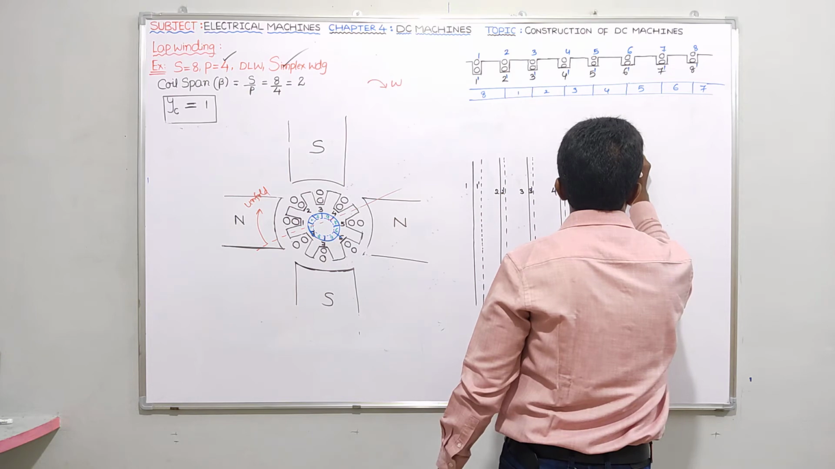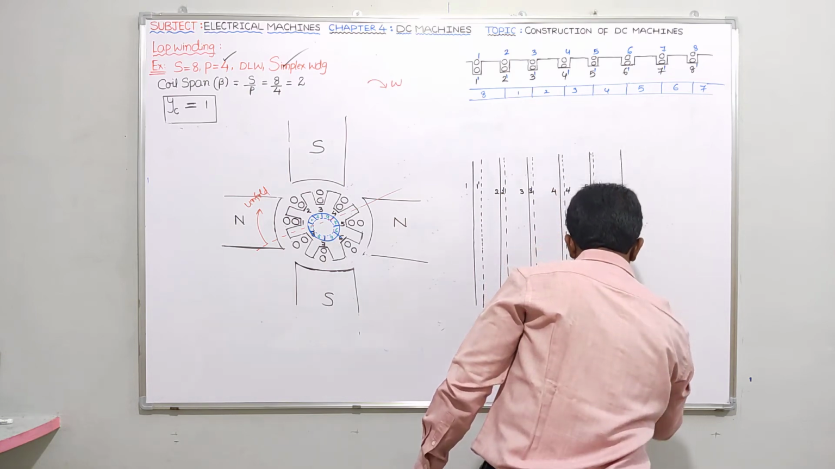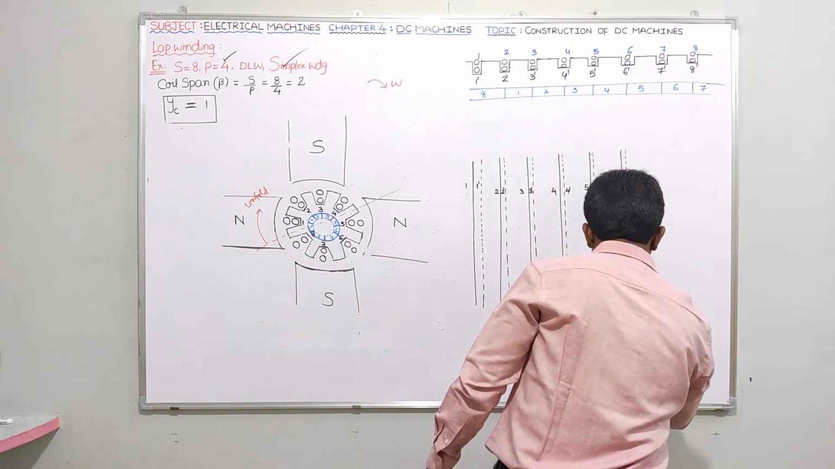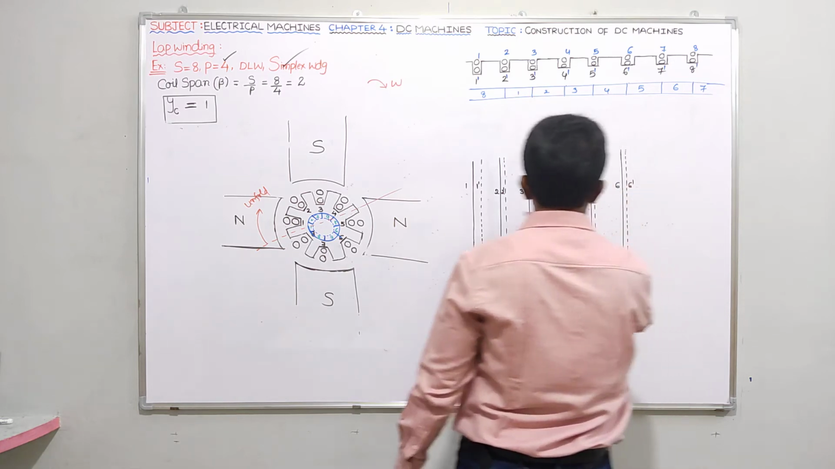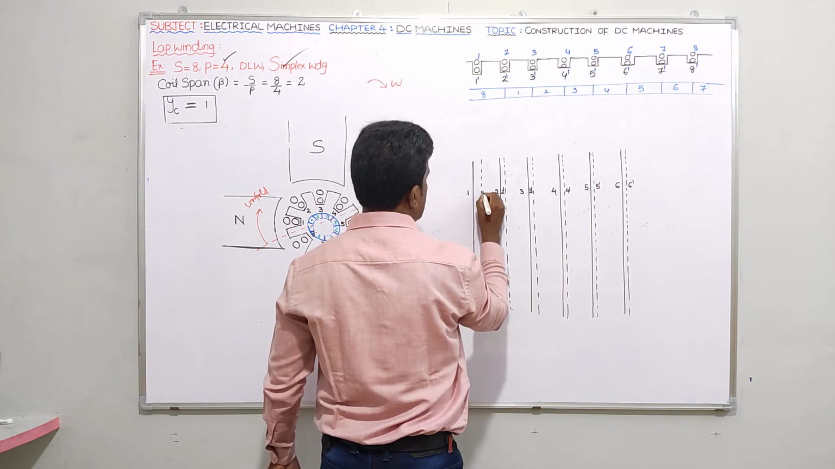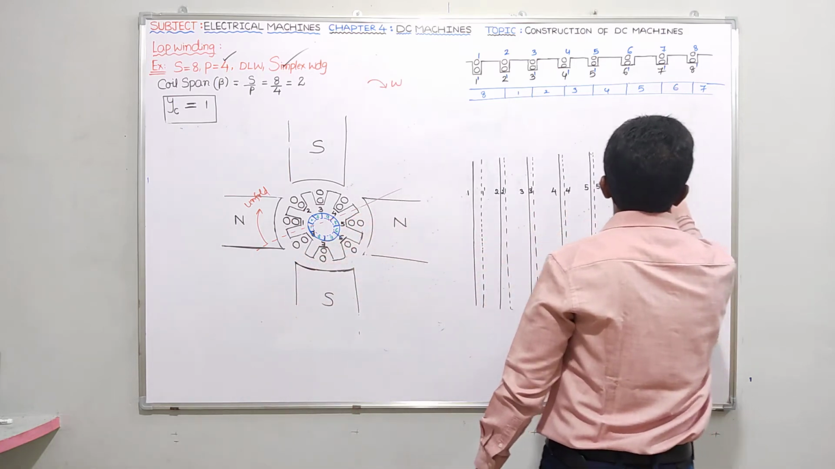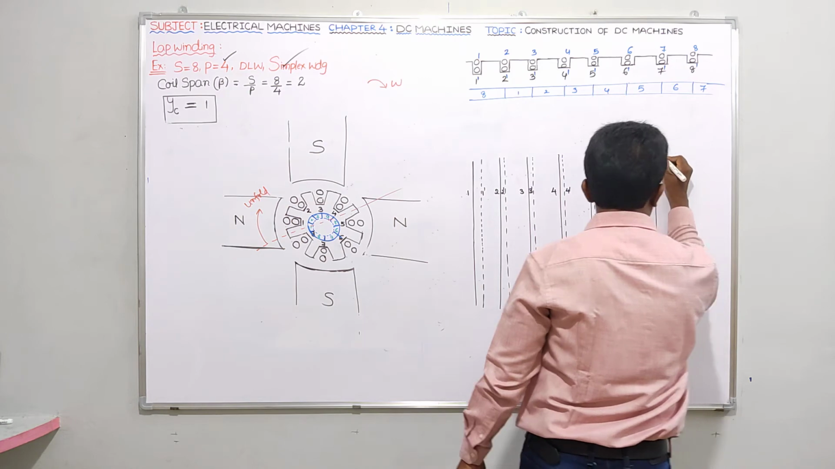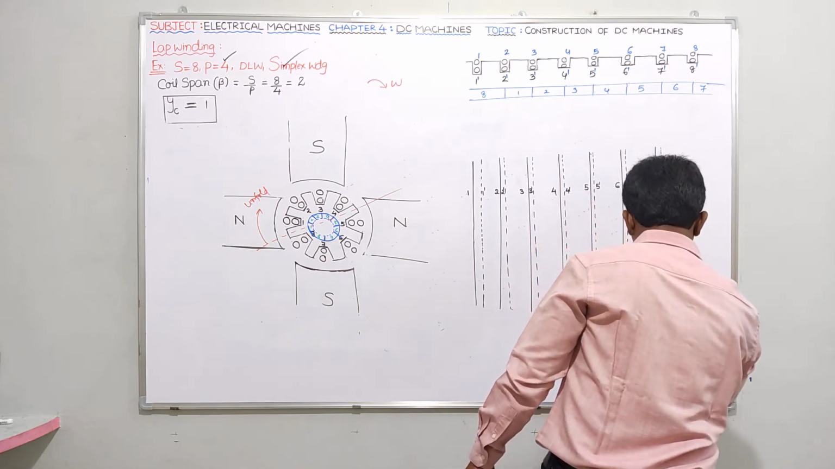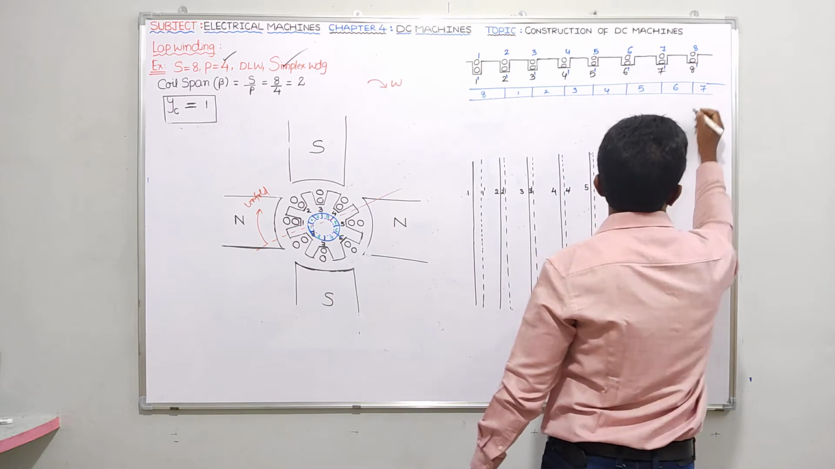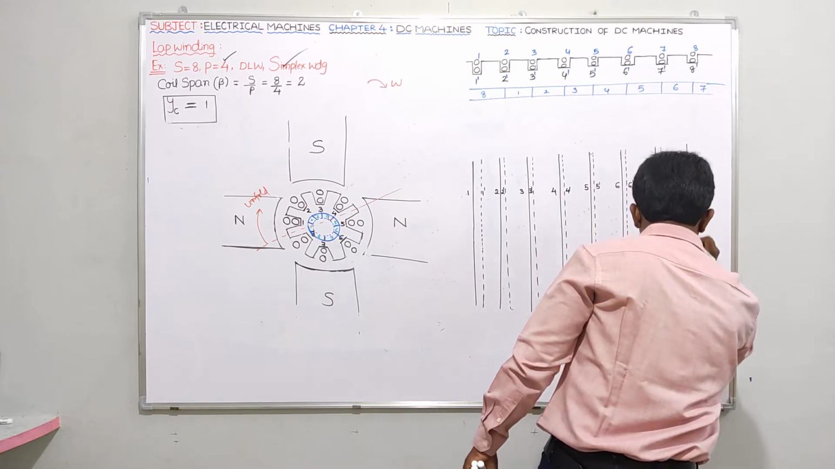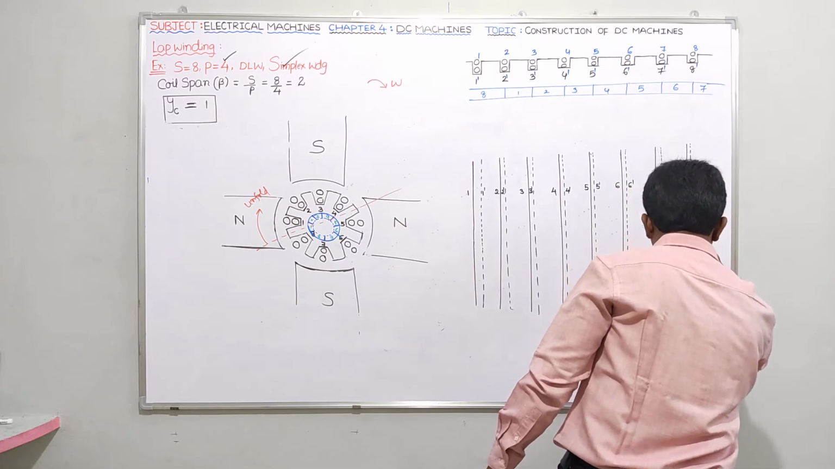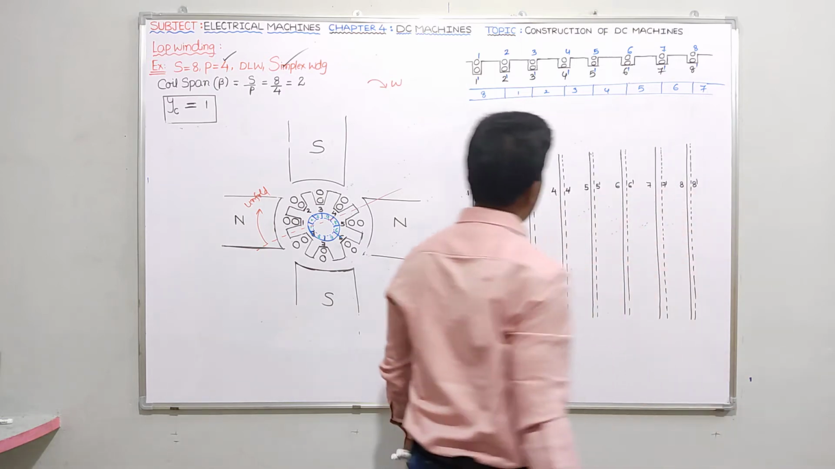Sixth slot top conductor can be shown with a solid line, and the sixth slot bottom conductor with a dotted line, 6 dash. Okay guys. Similarly, seventh slot top conductor can be shown with a solid line like this. Seventh slot bottom layer conductor can be shown with a dotted line like this, 7 dash. Similarly, eighth slot top conductor with a solid line, and eighth slot bottom conductor with a dotted line, 8 dash. Is it clear guys?